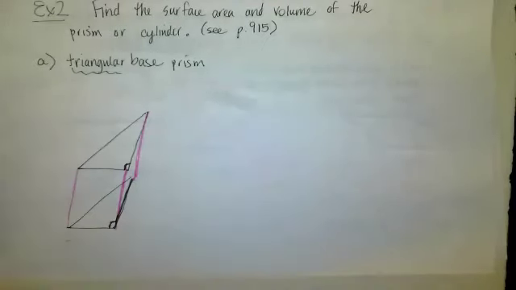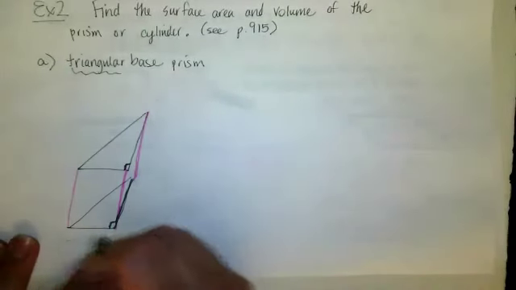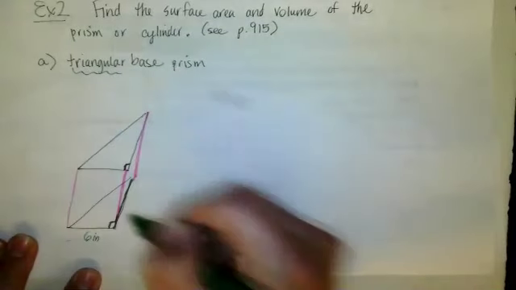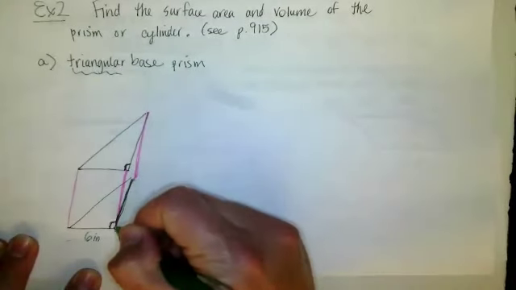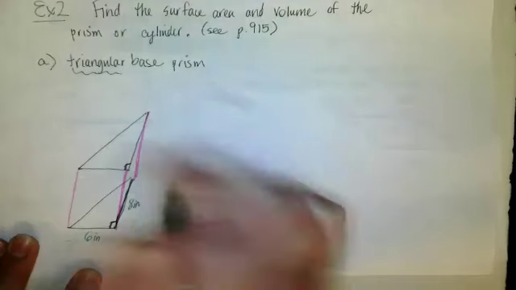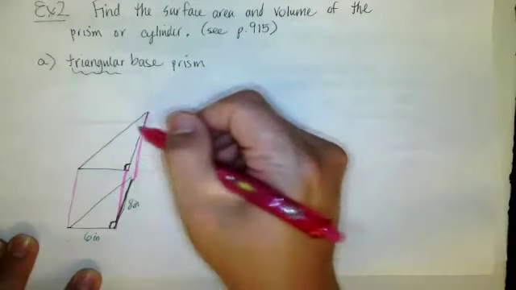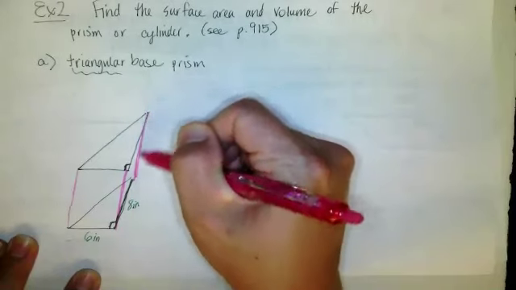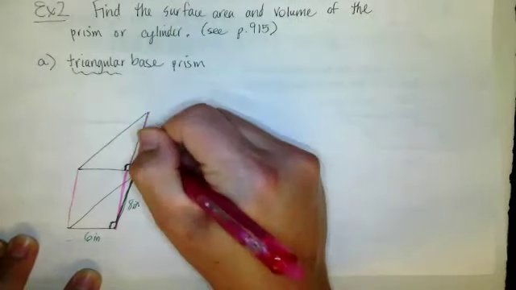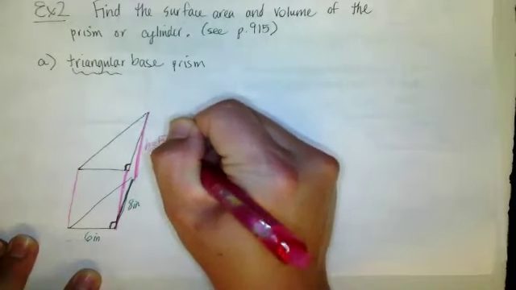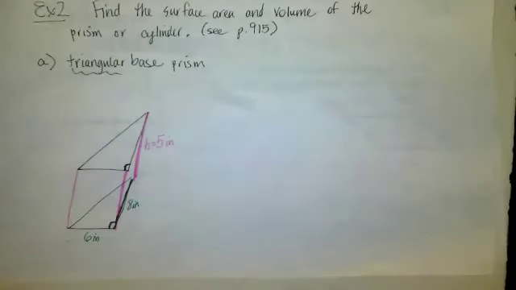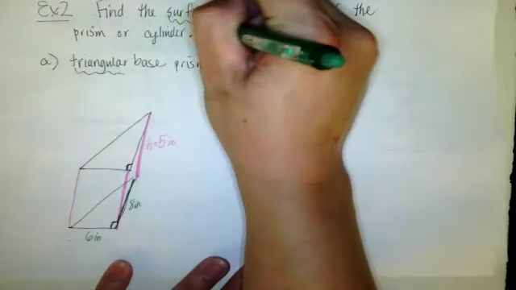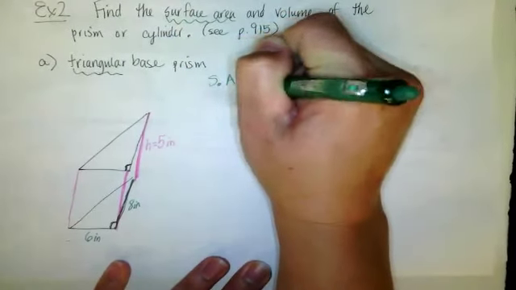All right. I'm going to go ahead and give some labels here. I'm going to say that this base of the triangle is 6 inches, and the height of the triangle here is 8 inches. And the height of the prism, this full height from base to base, is 5 inches, the height of the prism. All right, the first thing we want to do is find the surface area. What is surface area?